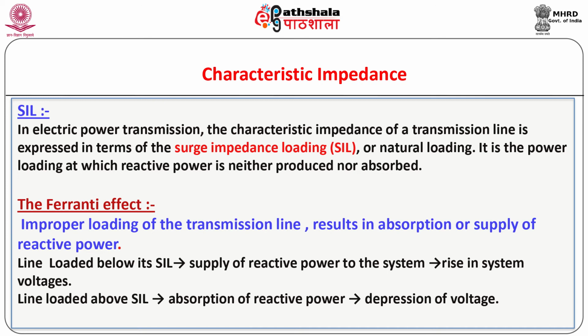It is the power loading at which reactive power is neither produced nor absorbed. Improper loading of the transmission line results in absorption or supply of reactive power. When the line is loaded below its SIL, it supplies reactive power to the system, which in turn tends to raise the system voltages. When the line is loaded above SIL, the line absorbs reactive power, tending to depress the voltage. This effect is known as the Ferranti effect. This effect describes the voltage gain towards the remote end of a very lightly loaded or open-ended transmission line.